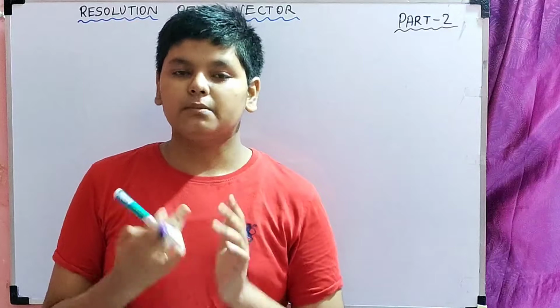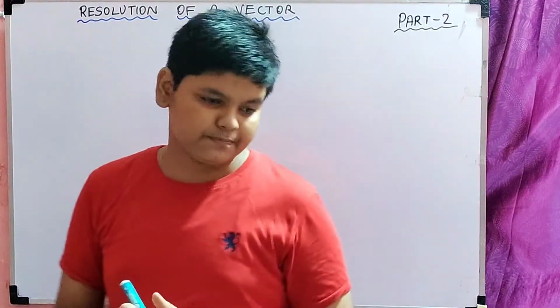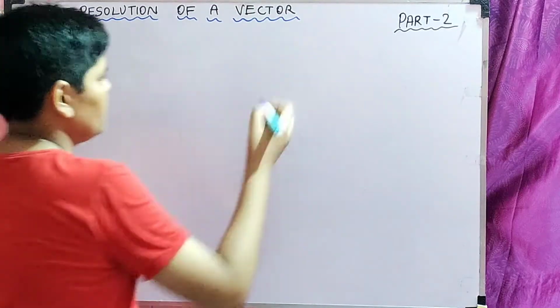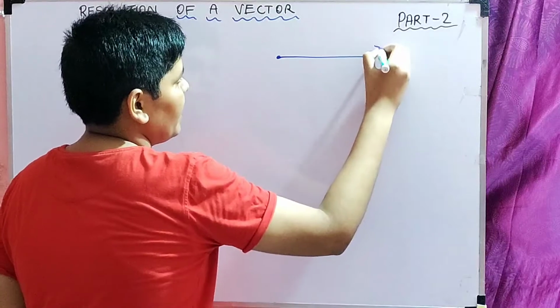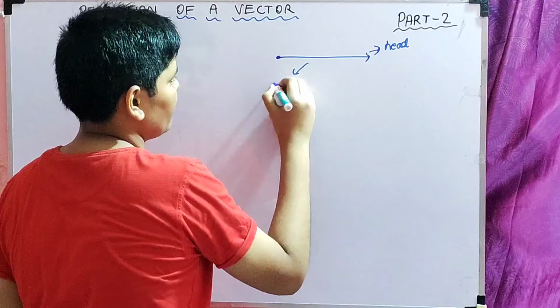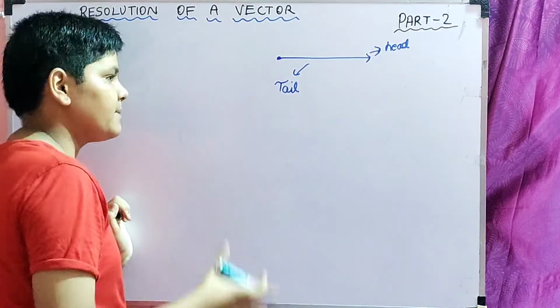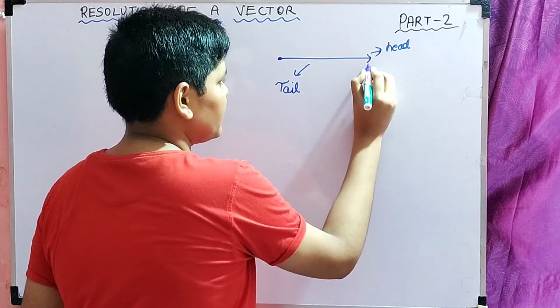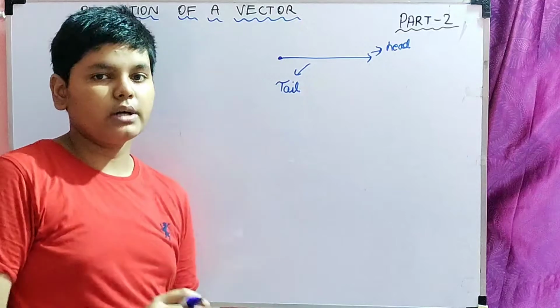So let us start with the easiest topic, which is resolution of a vector. As we all know, this is the head of the vector and this is the tail of the vector. So this is a vector, and this is how you represent a vector. The head of the vector points the way the vector is facing, and the tail says what the magnitude of the vector is.